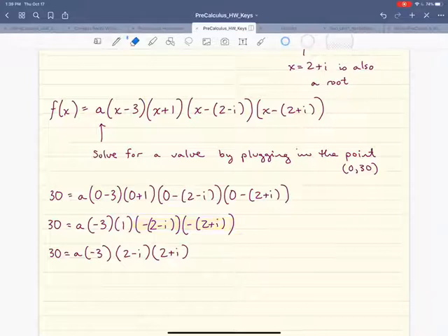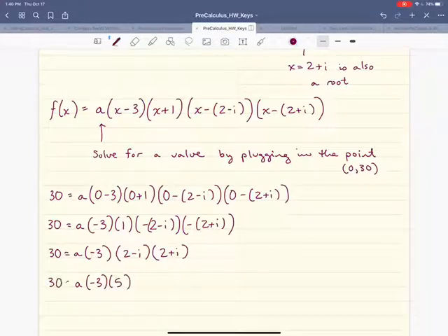And then we know that this is going to be a squared plus b squared, where a is 2 and b is 1, and that gives us 5. So we get a multiplied by negative 3 multiplied by 5 equals 30. And we solve and we get a is equal to negative 2.